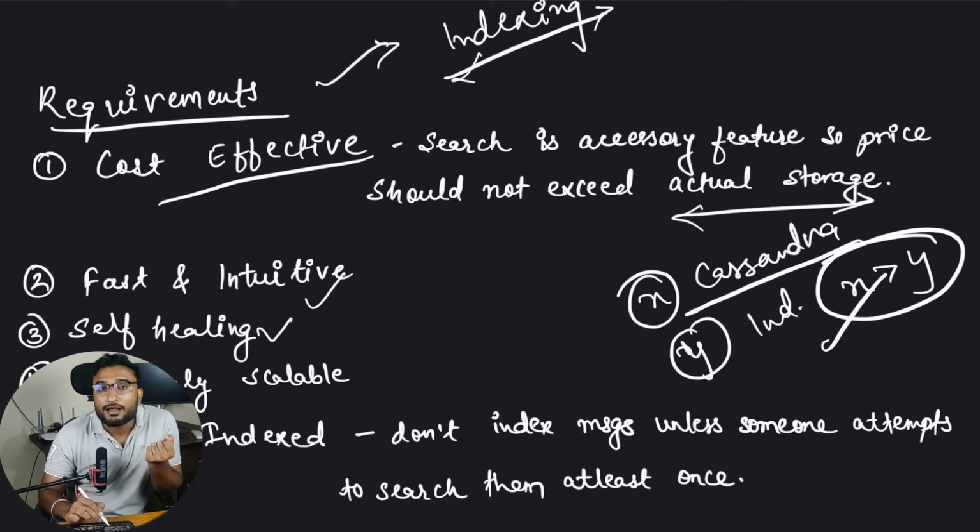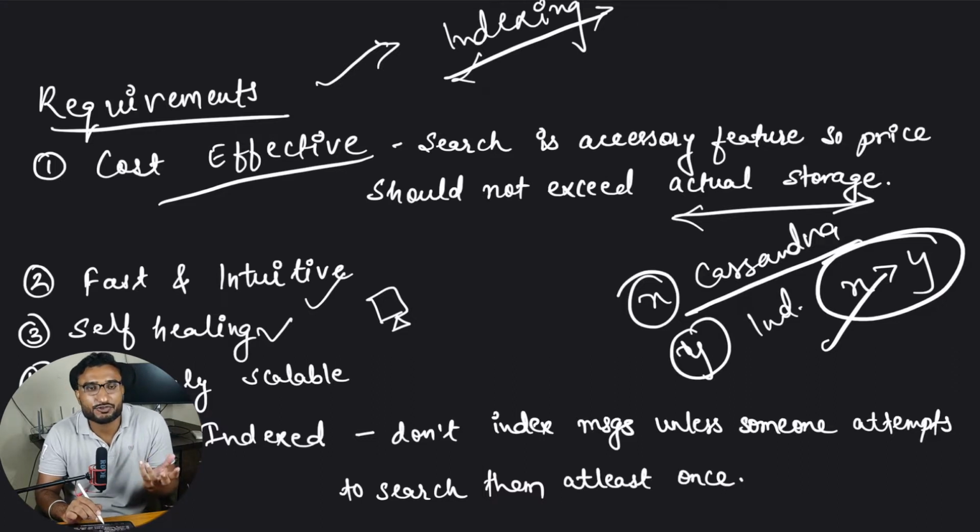Self-healing: let's say there are multiple nodes in the solution we are using. If my node goes down, another node should automatically be brought up in its place. I don't have to worry about it.